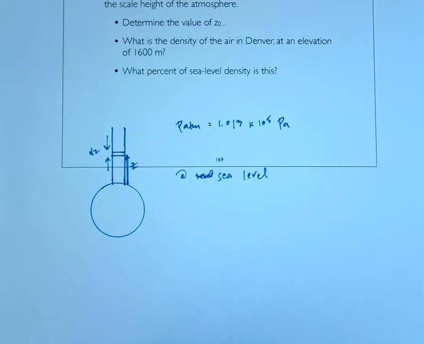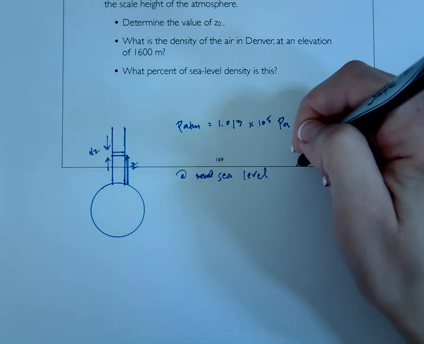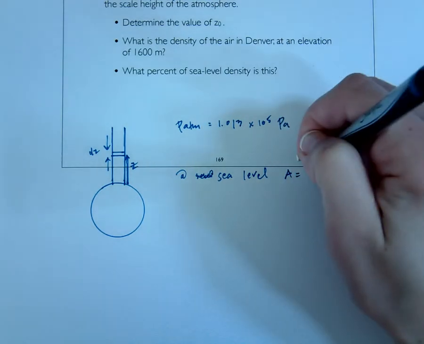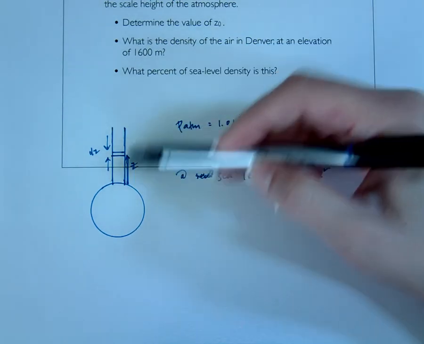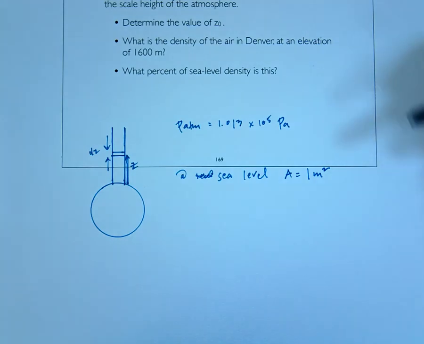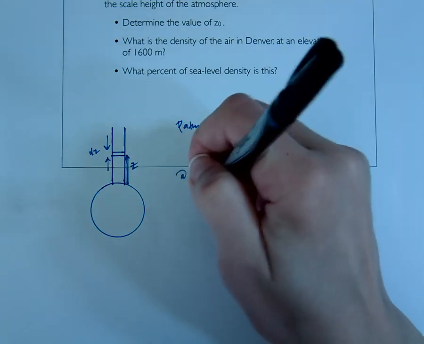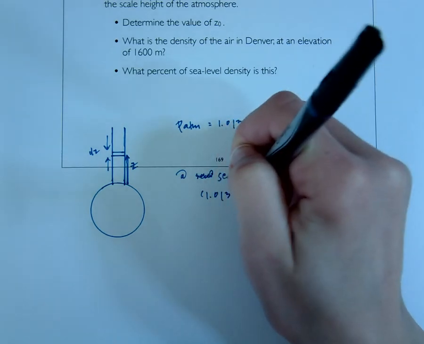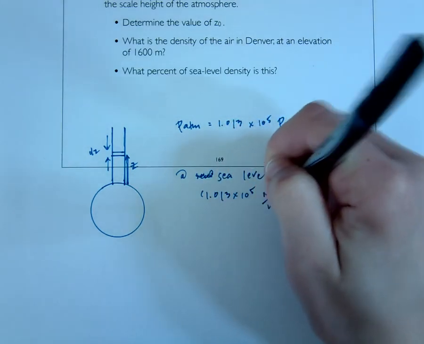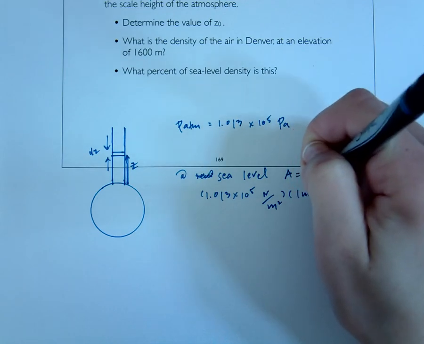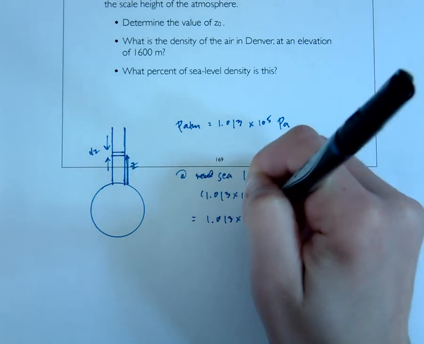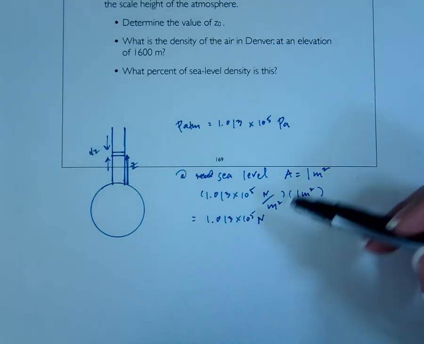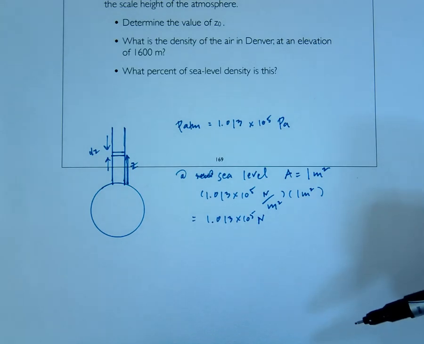the weight of that column, now I have to give it some reasonable cross-sectional area, and why not just give it a cross-sectional area of 1 square meter? So basically we're looking at a column of air, a cylinder, with a cross-sectional area of 1 square meter. So if I take that pressure at sea level, remember a pascal is a newton per square meter, times the cross-sectional area, I get the weight of that column. So that's the weight of the column, 1.013 times 10 to the 5th newtons, at sea level.